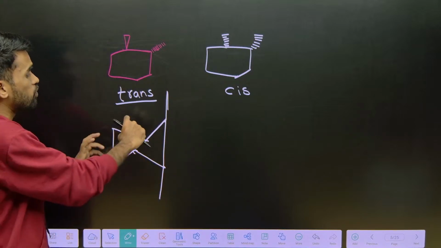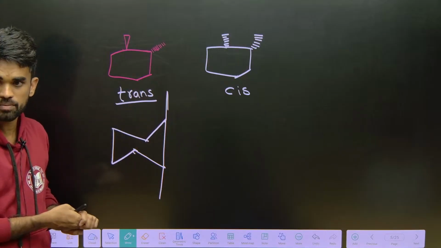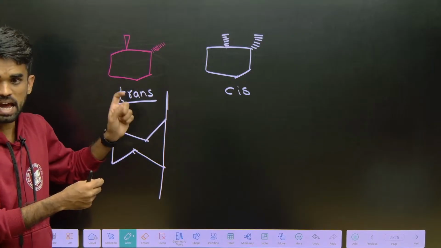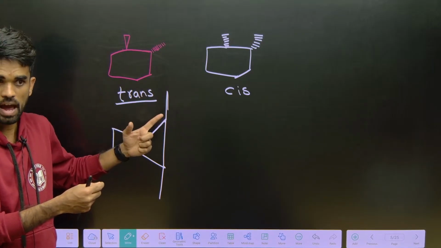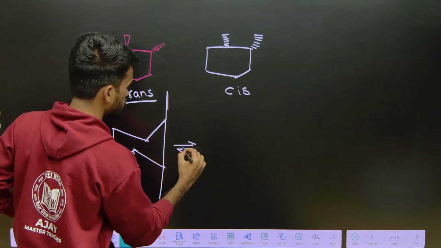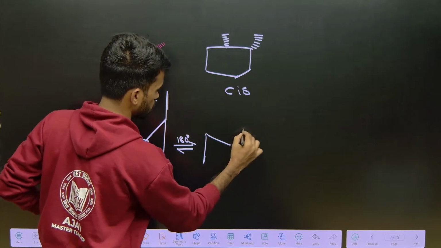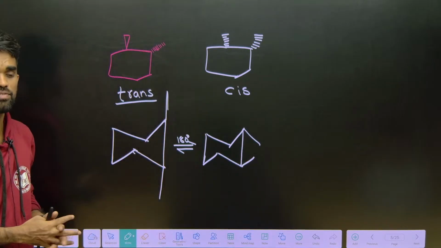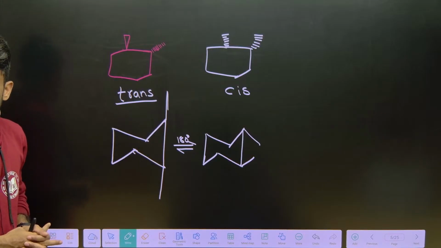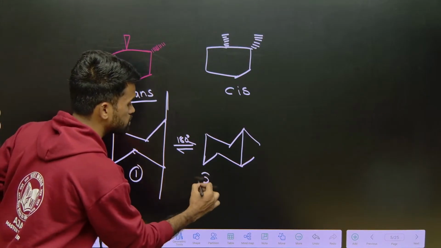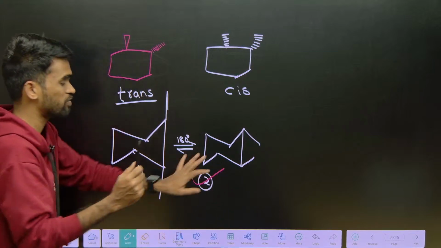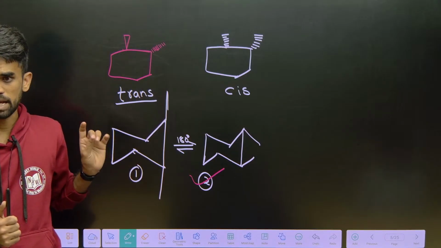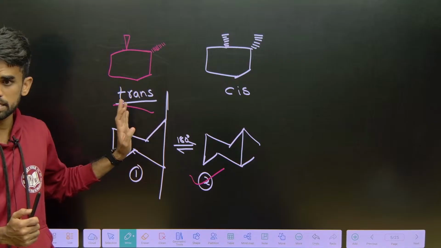If I flip this 180 degrees, what happens? These positions become inverted. It means axial becomes equatorial, equatorial becomes axial. So flip 180. Like this it will become. So tell me which is more stable, as I told you? Equatorial, equatorial. Between structures 1 and 2, which is more stable here? 2. So this is the perfect way of representing this 1,2 dimethyl cyclohexane, which is trans. Is this clear or not?